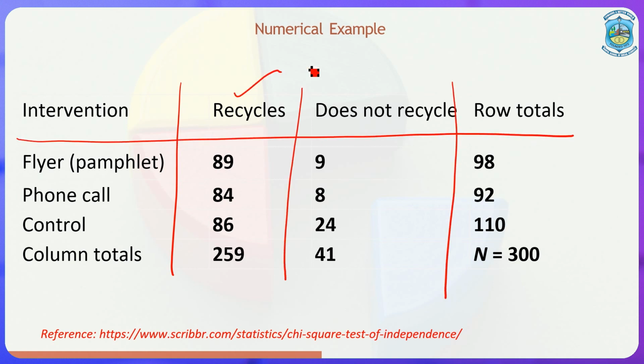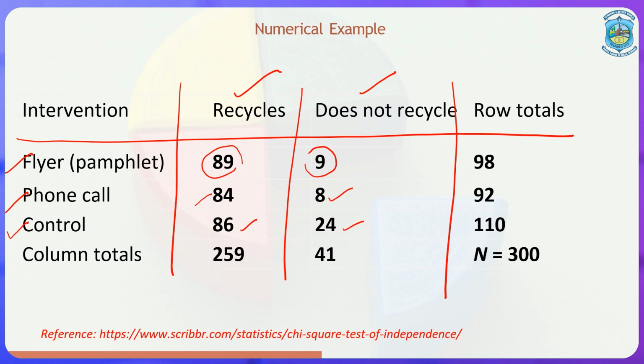So, this is what has been given to us: flyer, phone calls and control groups. That means these are the 3 types of intervention. And after this intervention, if you can see here, 89 people are recycling and those who do not recycle is 9. Phone call, 84 people are recycling after the phone calls and 8 are not. Then without any intervention, the category has 86 people recycling and 24 not recycling.